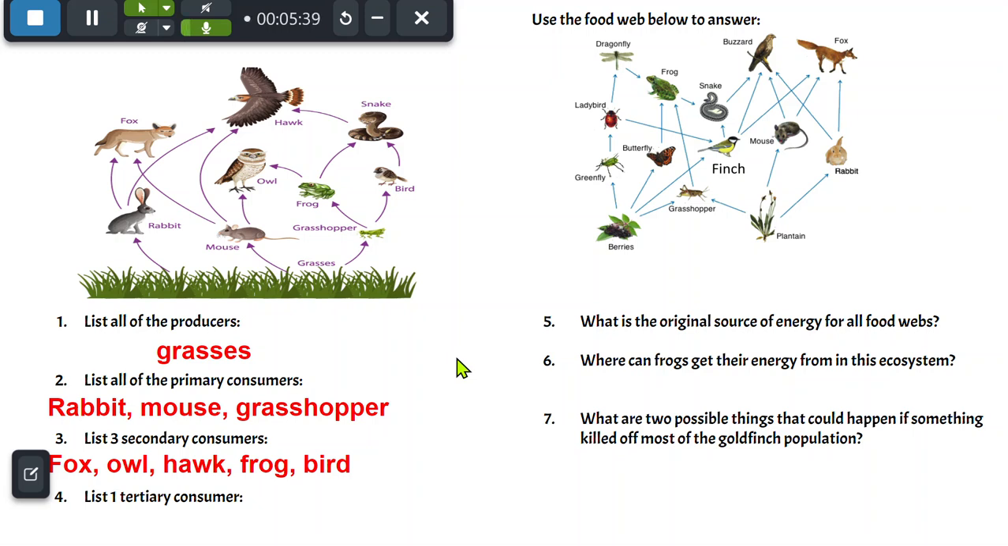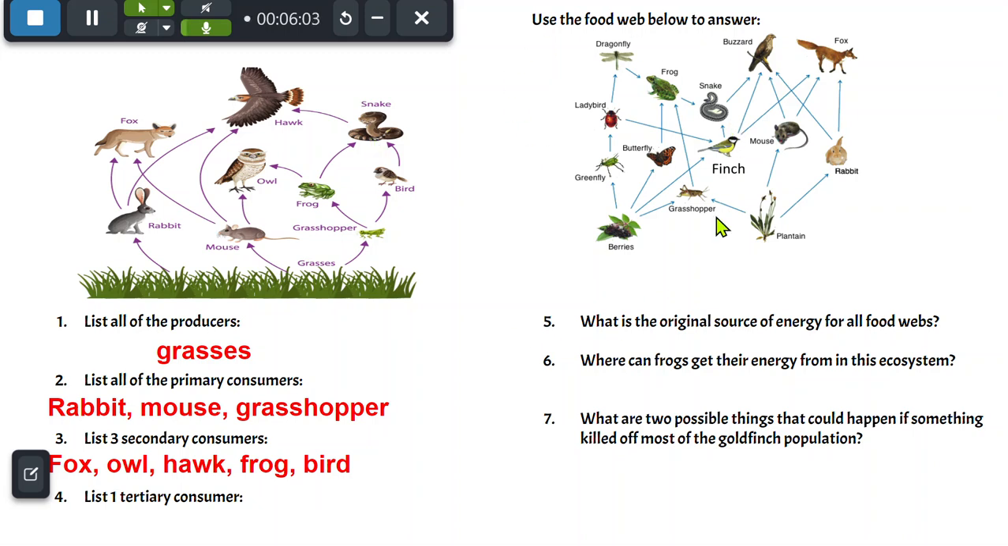Okay, then if we want to list one tertiary consumer, remember that's third level. So we're going to find our producer and then go 1, 2, 3. Tertiary is that third level. So the snake is a tertiary consumer. He's eating a secondary consumer, the frog, or he's eating a secondary consumer, the bird. And so he's 3 levels away.